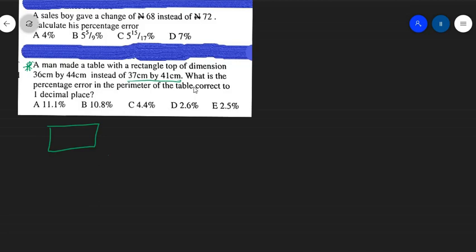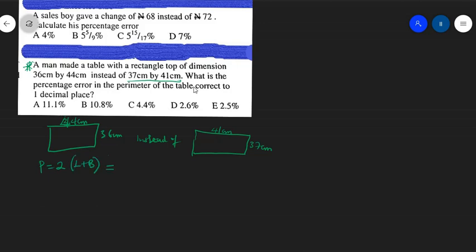So the man made something of 36. Normally the length is more, so I can say this was 44 by 36 centimeters. Now instead of that, he made something smaller, 41 centimeters by 37 centimeters. Now if you do the comparison, we'll look at it in terms of perimeter. Perimeter of a rectangle is 2 into length plus breadth.